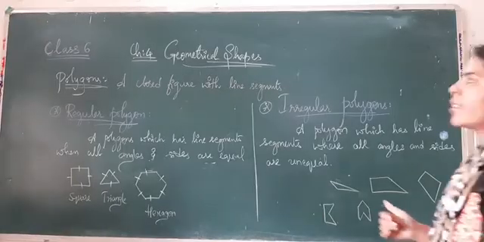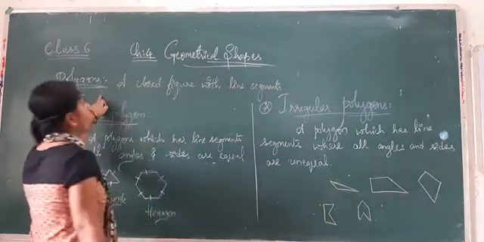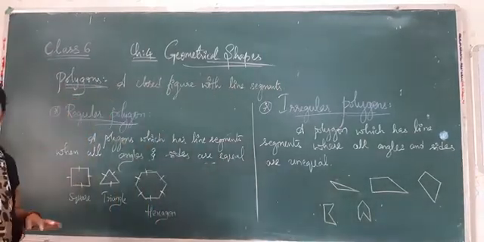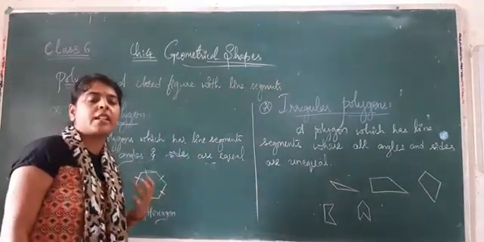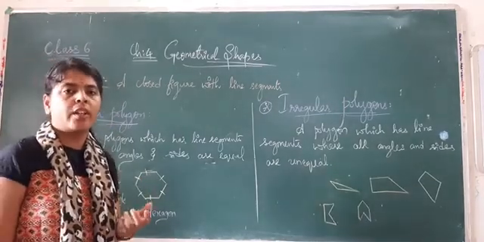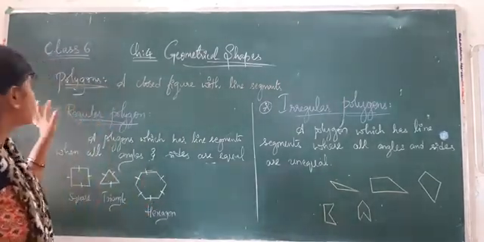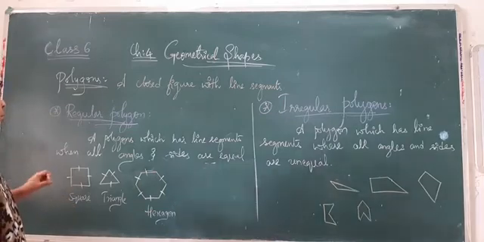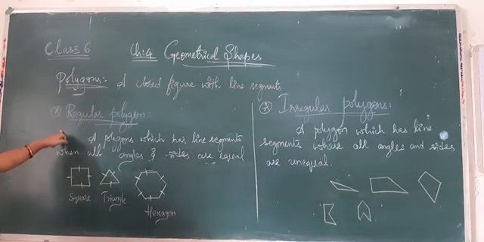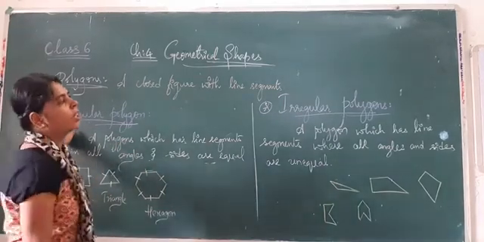Okay, coming to the next one here, about polygons. A closed figure which has line segments. Whichever figure you draw using line segments, by closing it, that is known as a polygon. You already learned this in your previous class. And next, we have regular polygons and irregular polygons.